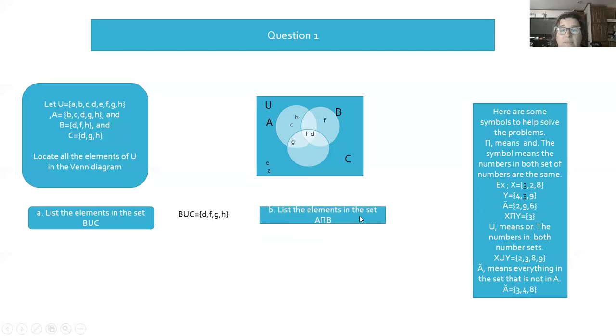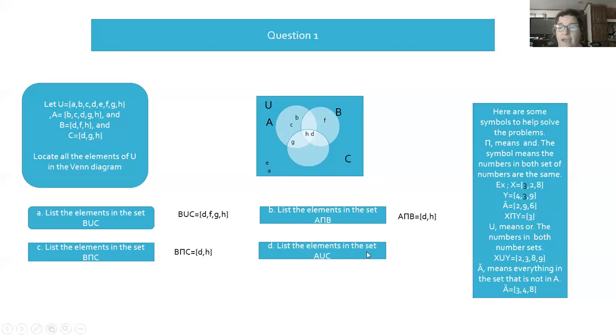B, list the elements in set A and B, which means intersect. A and B, we look over here, and we just have H and D. Okay. And then we're going to list the elements in the set B and C. This is an and, so it's intersecting. We have H and D that go the same way.